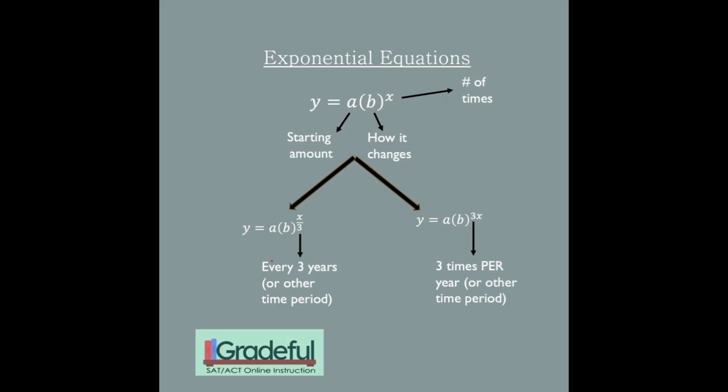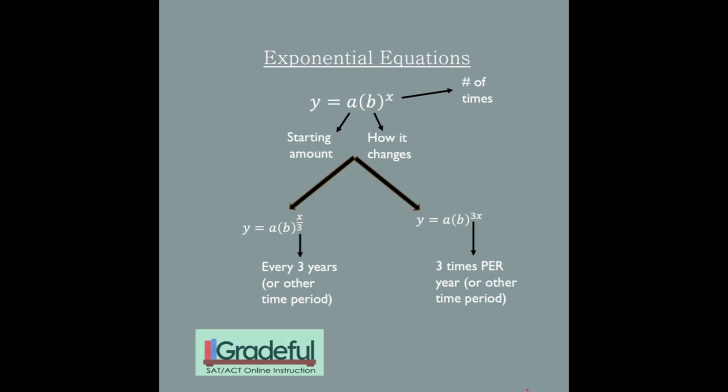It's very common on the SAT to see this exponent turn from x to x over some number. So if I started with a certain amount of money and it changes, instead of changing every year, if I see x over 3, that would be a change happening every 3 years or every 3 hours or whatever x represents. If x is the number of months, then x over 3 would be every 3 months.